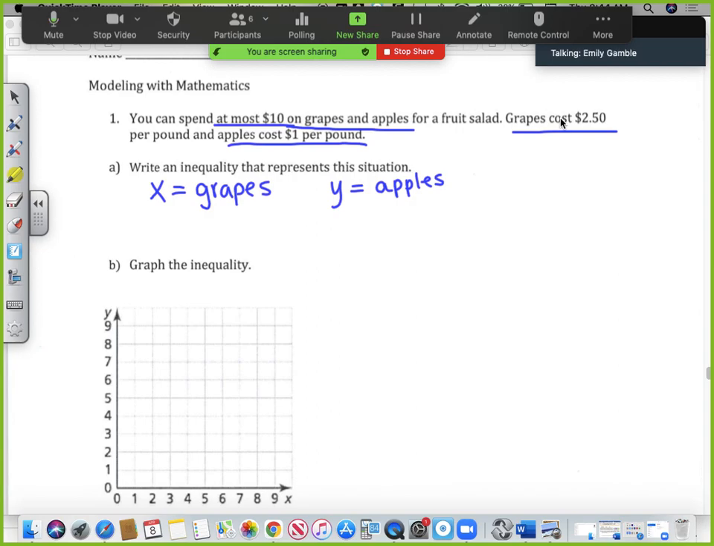Now that I have my variables picked out for what they represent, the next thing I'm going to do is create the inequality. There's three things that I have underlined. They can spend at most $10 on grapes and apples, and they tell us that grapes cost $2.50 per pound and apples cost $1 per pound. So I know that this person, or you, only have $10 to spend. You don't have to spend exactly $10 though. So if you have any amount of money, you don't have to spend exactly that. You can always spend anything that's less than that or up to that.